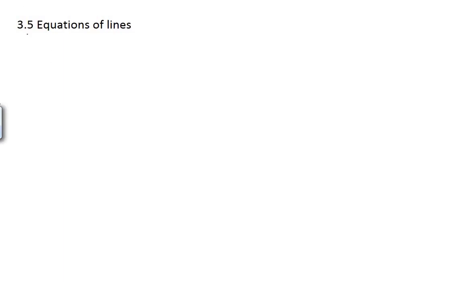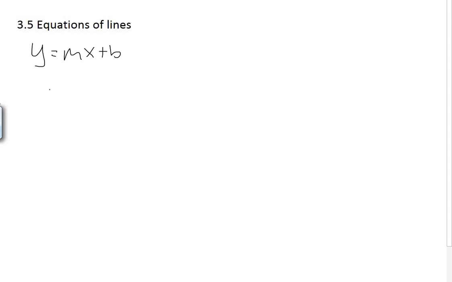Hey guys, one more video for the week on chapter 3.5, the equation of lines. Let me just remind you that the equation of a line is given by y equals mx plus b. At least this is the equation of a line in slope-intercept form. X and y are our variables. So if I was given the slope and the y-intercept, I could just plug those values right in.